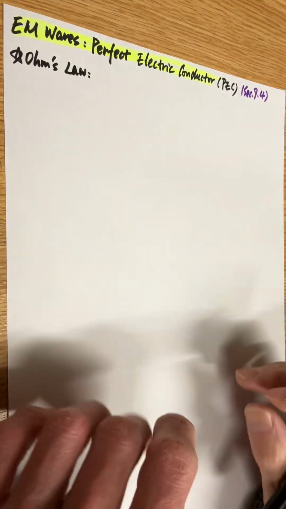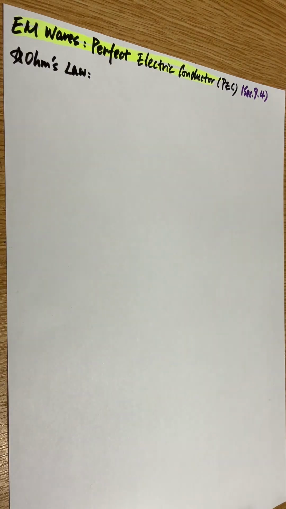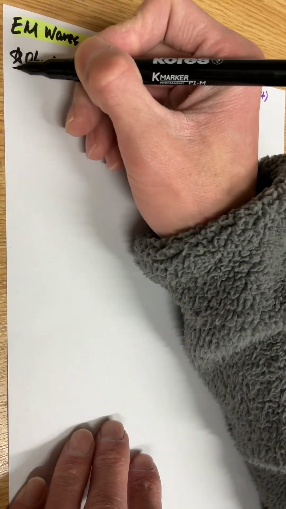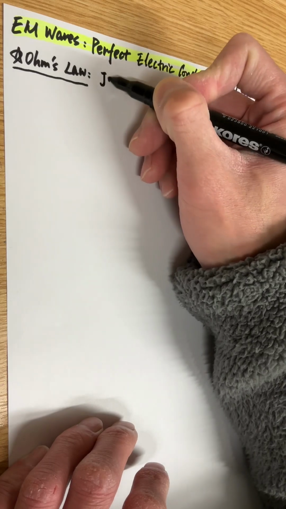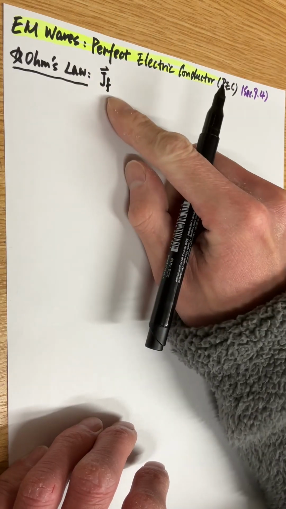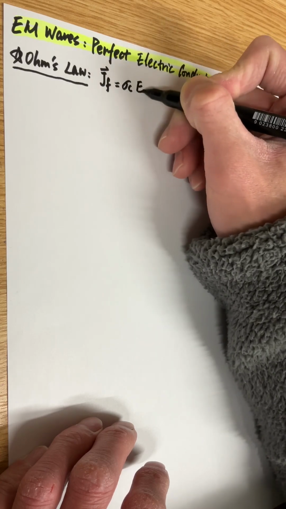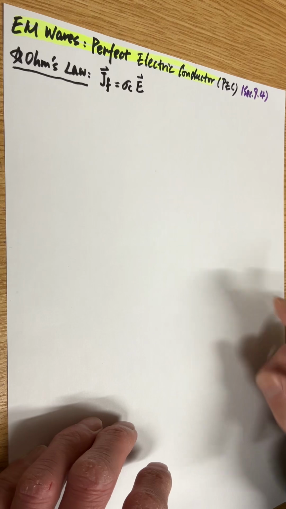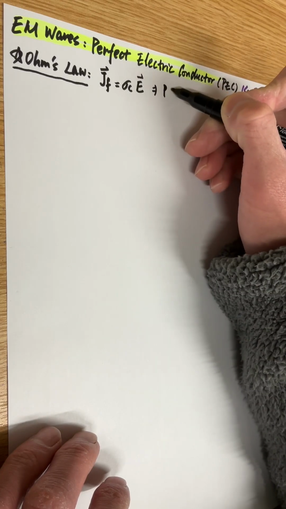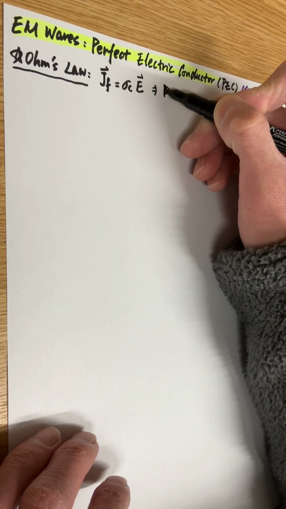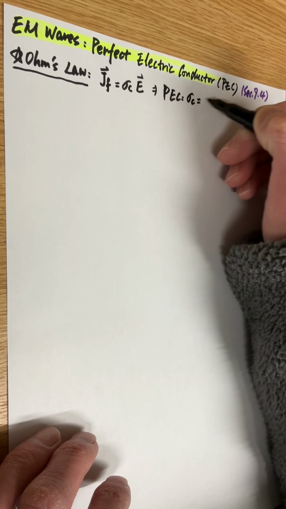So we want current, so we need to push on charge to form current. So Ohm's law tells us how good a conductor is. So we have the current density. So this is free current equal to conductivity, and then field, which is force per unit charge. So if we have a really perfect electric conductor, we will have the conductivity equal to infinite.